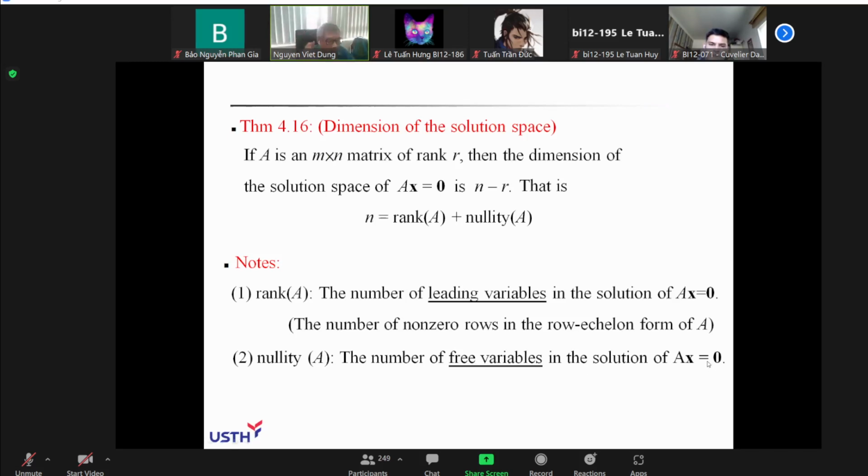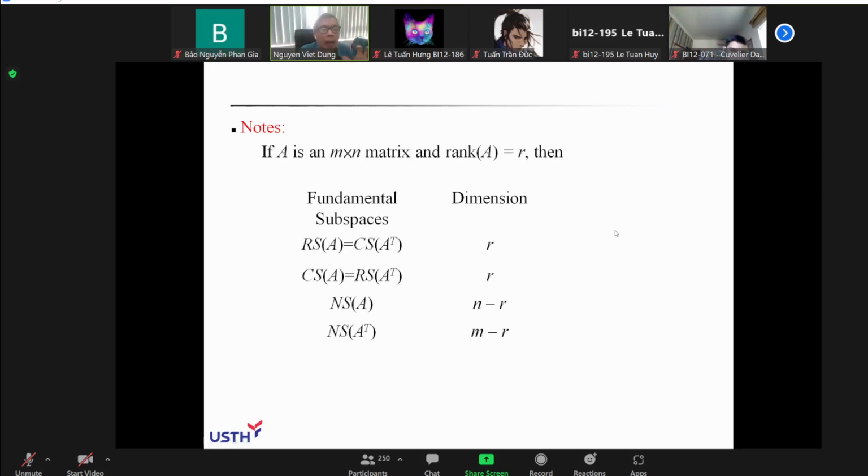So if you have n variables, or n unknowns, they are divided into leading variables and free variables. The number of free variables equals the dimension of the solution space, and the number of leading variables equals the dimension of the row space or the column space. That is what I want to tell in this slide. Here I summarize it in a table like that. You need to remember it for doing exercises.